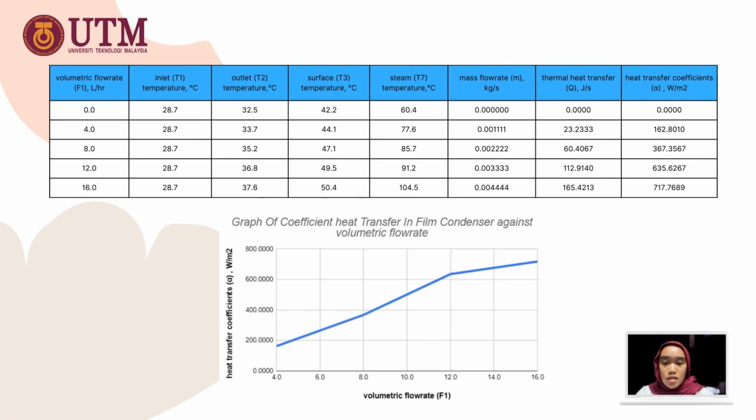After we apply all the steps from the previous slide, we will obtain in table 1 our volumetric flow rate, inlet temperature T1, outlet temperature T2, our surface temperature T3, and our steam temperature T7. Also, our mass flow rate, thermal heat transfer, and coefficient of heat transfer in film condenser. So this is our graph of coefficient of heat transfer in film condenser against the volumetric flow rate that we obtain when we apply our three steps from the previous slide.